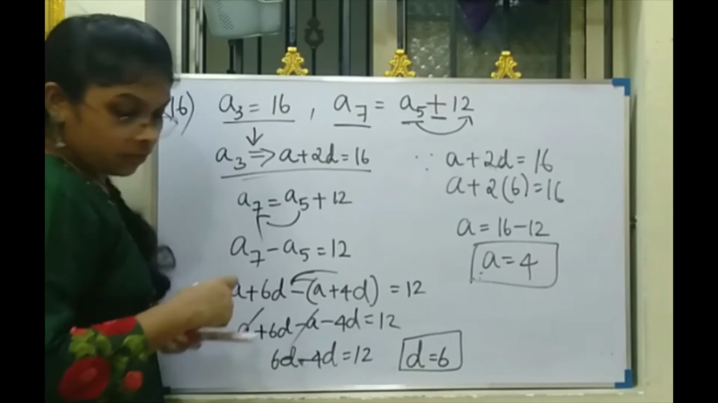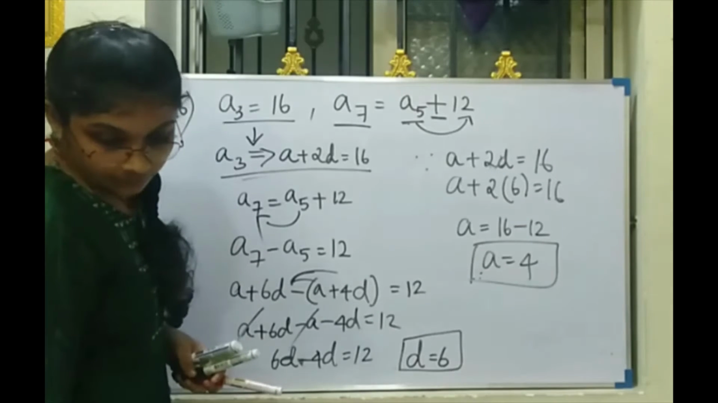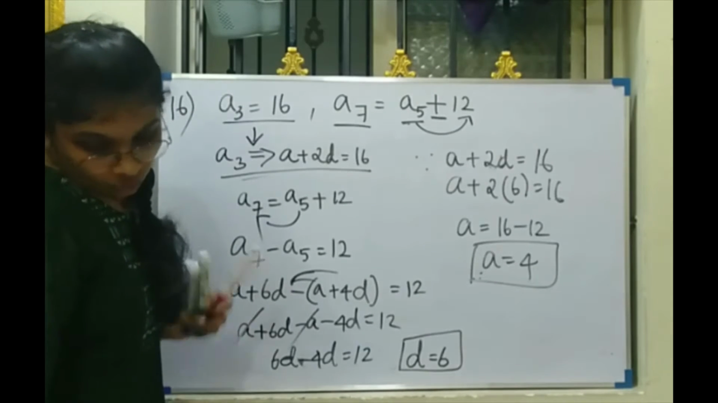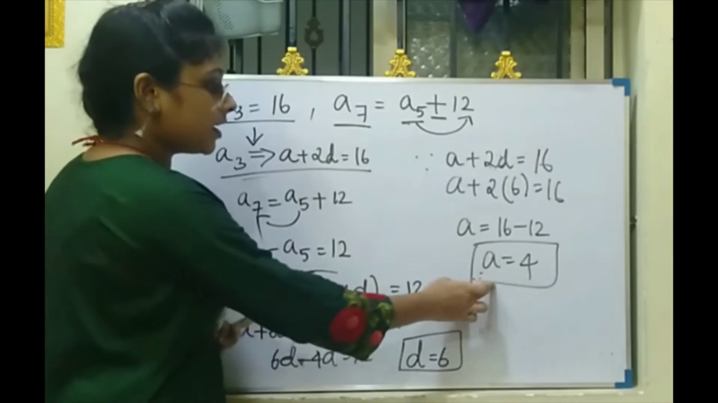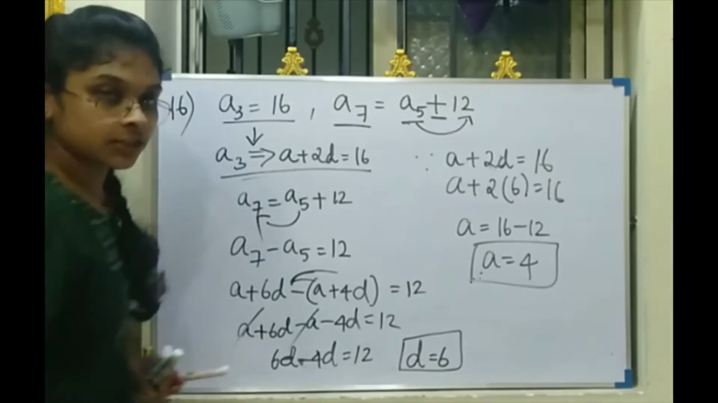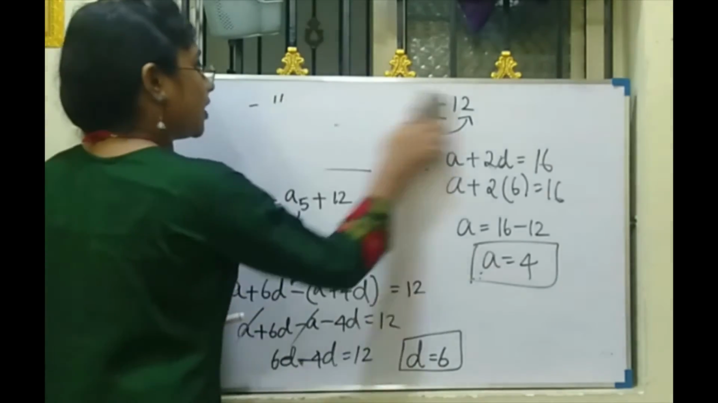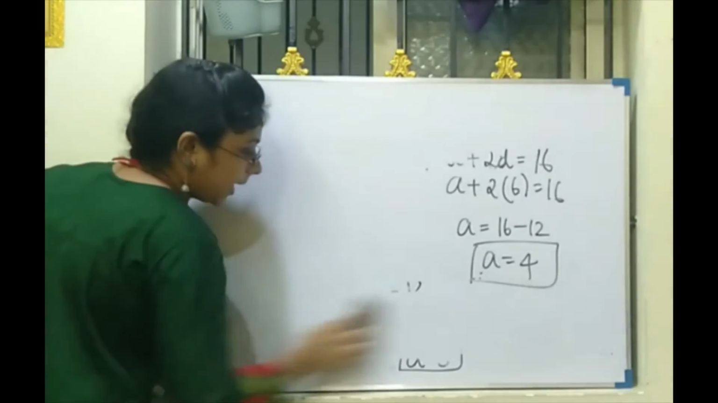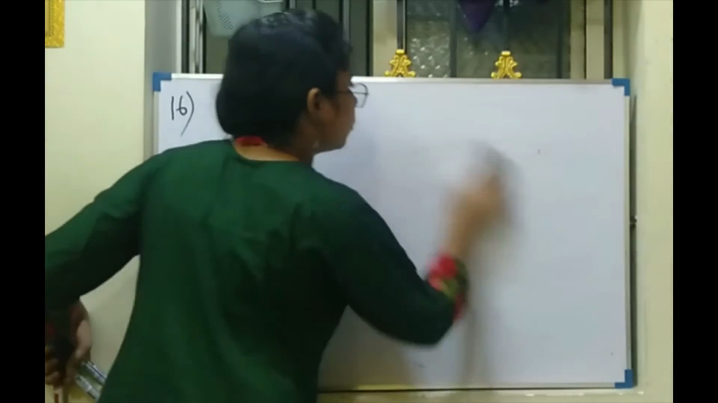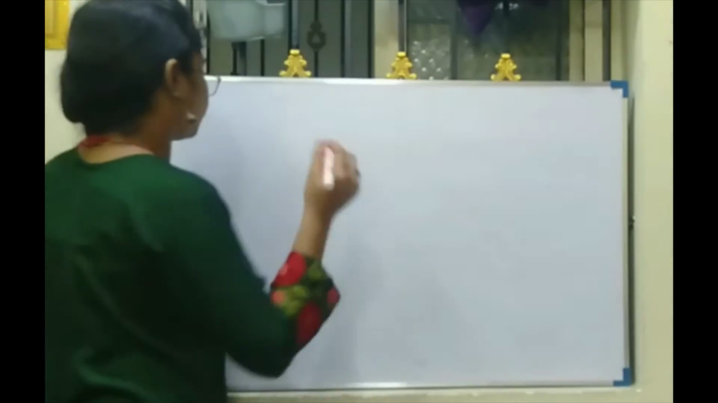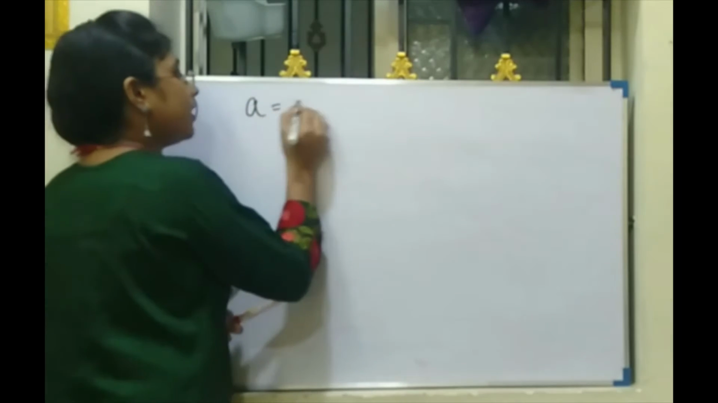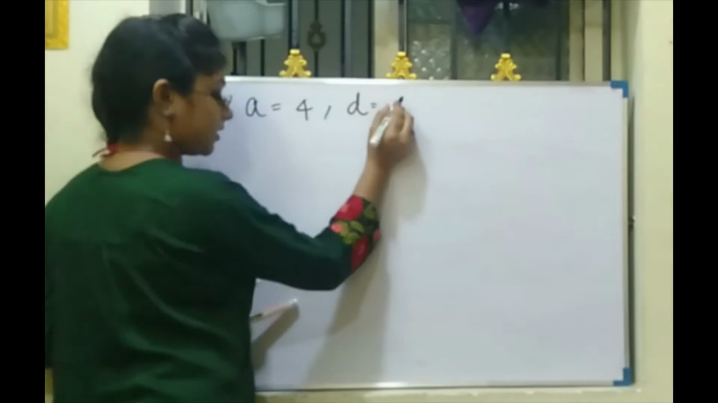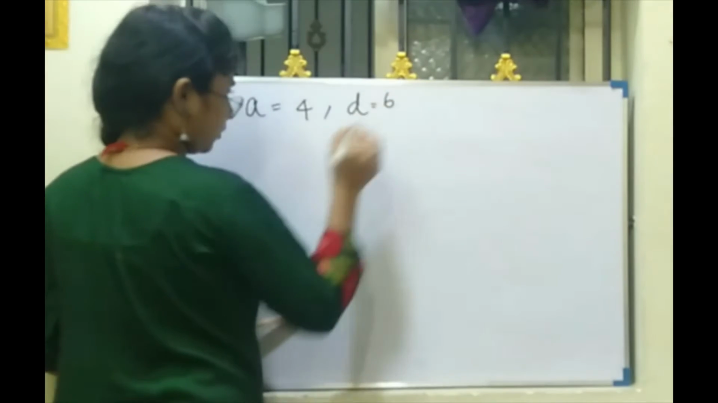Okay. Now what is the question actually? Determine the AP whose. So we need to form an AP. We know the first term and the common difference. From this information we have to form an AP, right? So my A is 4 and common difference is 6.